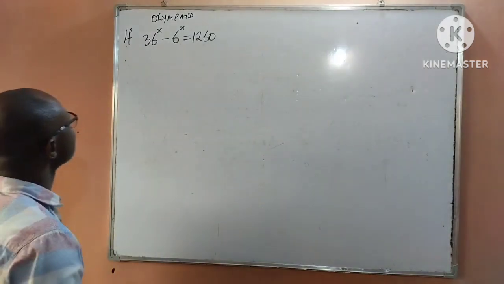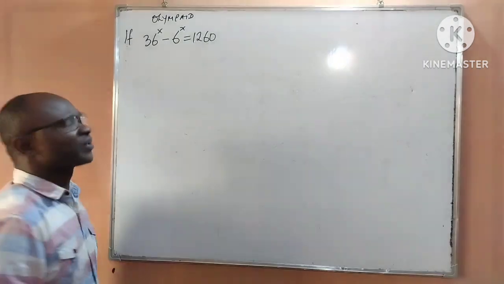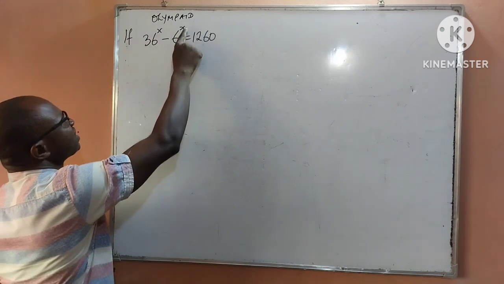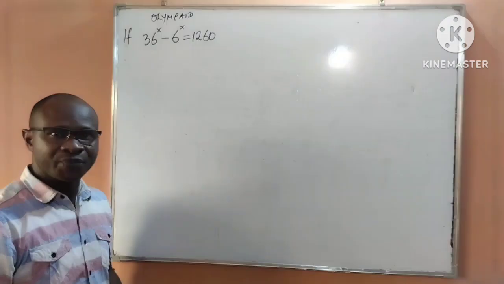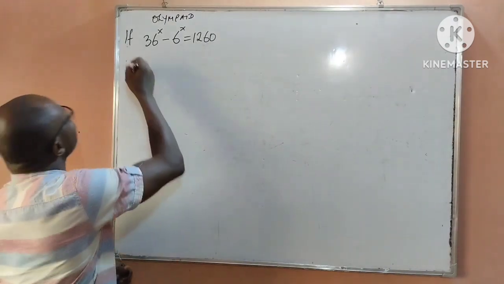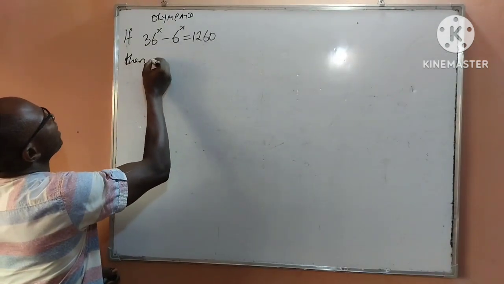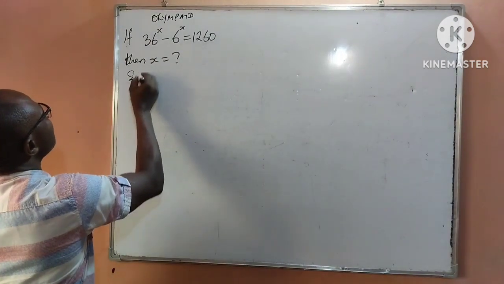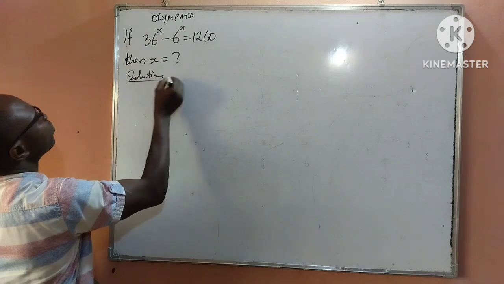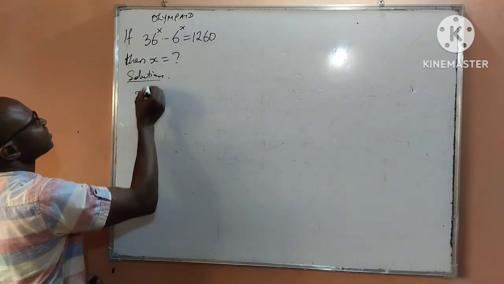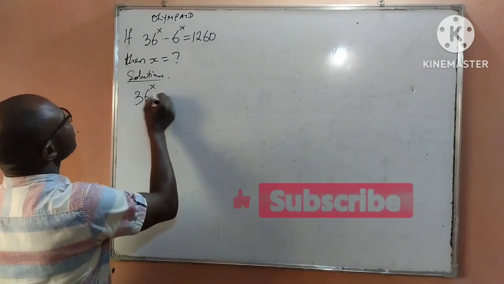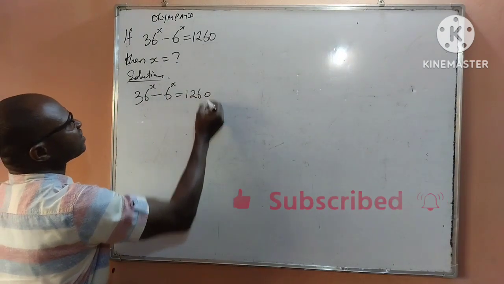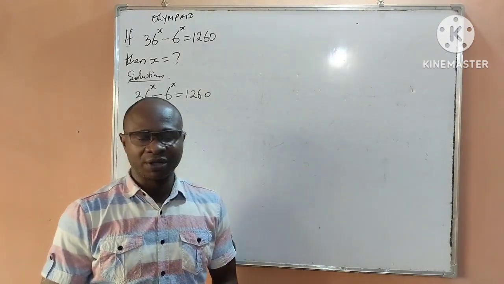In today's math class, it is an Olympiad math question and we are given that if 36 raised to the power x minus 6 raised to the power x is equal to 1260, then what will be the value of x? Let us dive in. Solution to the given question, which is 36 raised to x minus 6 raised to x is equal to 1260. What should be done?